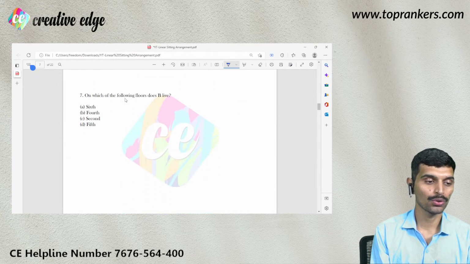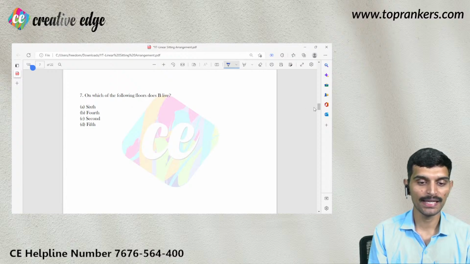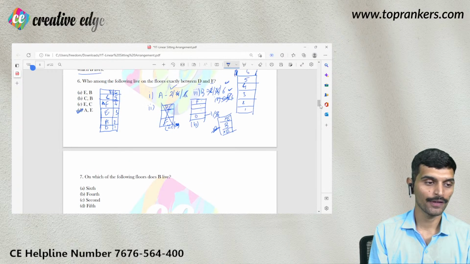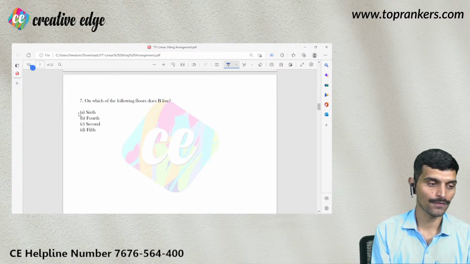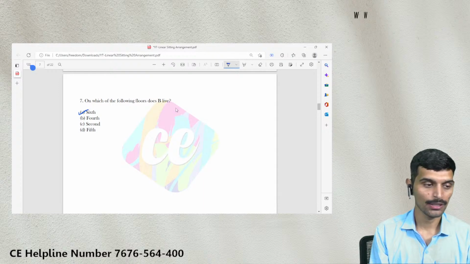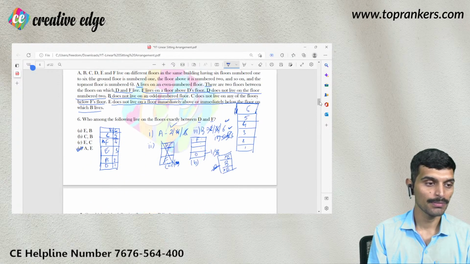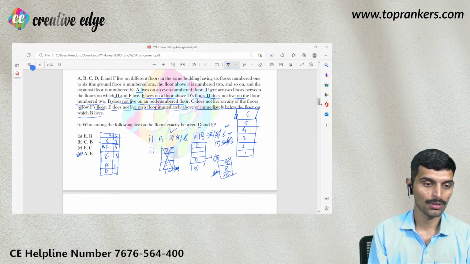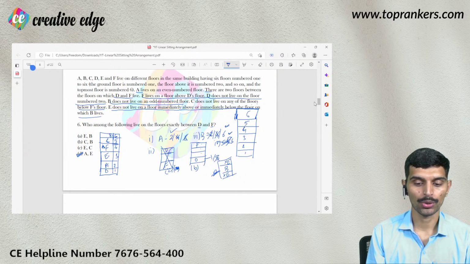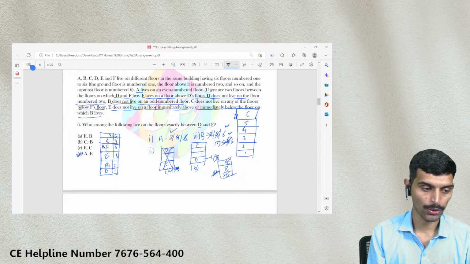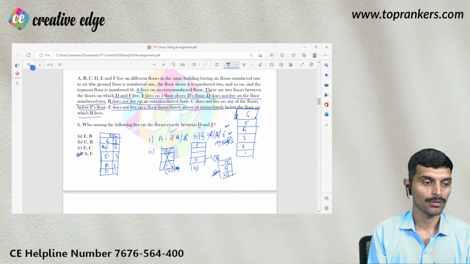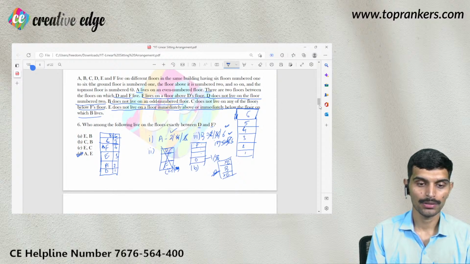On which of the following floors does B live? So we need to identify the floor of B, that is sixth floor, and the answer to this one would be option A. B must live on floor number 6, right? I hope we are able to decode this one, right?